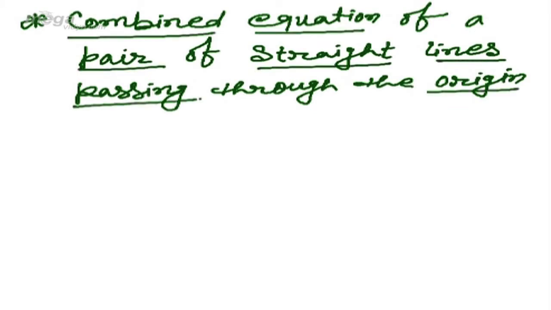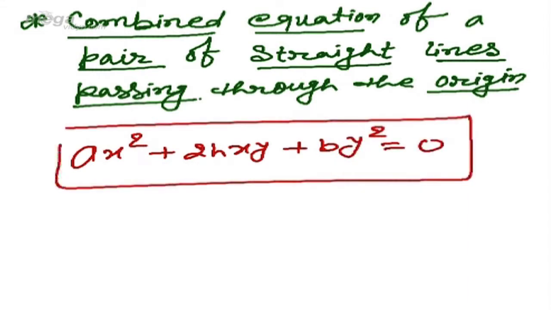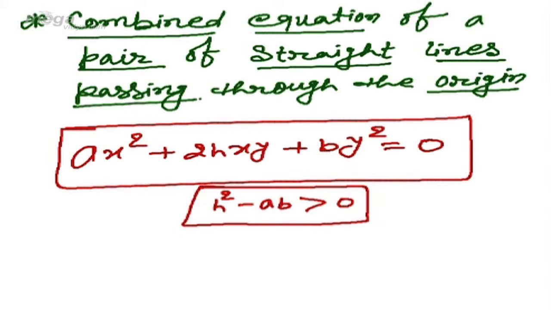So student, here this is the equation ax square plus 2hxy plus by square is equal to 0. This is the combined equation of the pair of straight lines passing through the origin. Here the condition so that these two straight lines will be real is h square minus ab is greater than 0. Now student, why do we need this condition?